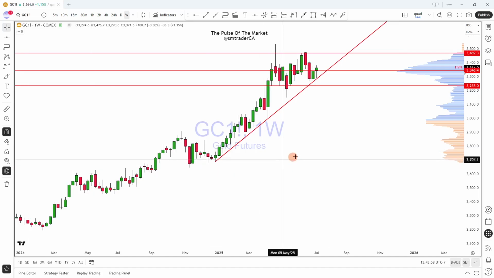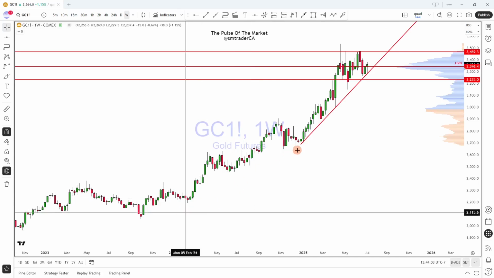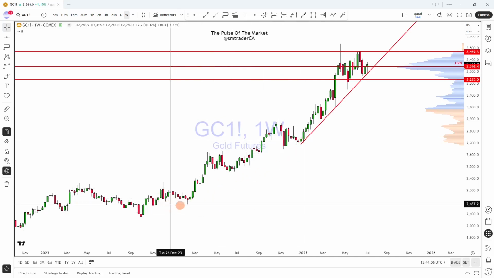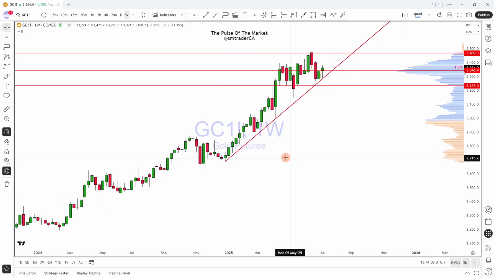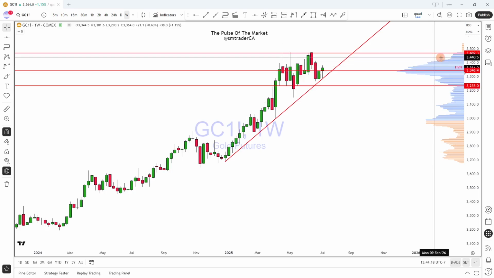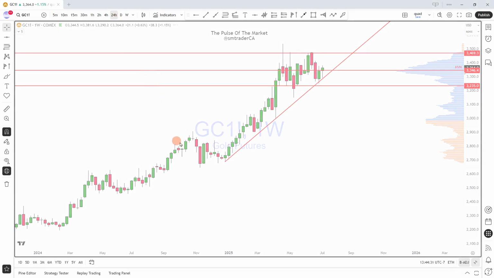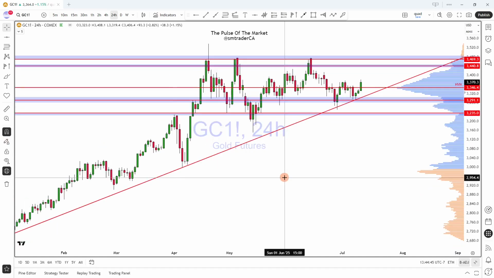All right, let's start with the weekly chart on gold here. As you can see, gold has been on a multi-year bull market, on this multi-year rise, and right now it appears that it is trending on this particular trend line I have, and it's been ranging between this 3235 and 3469.30 with a high volume node somewhere near the 3346.40.